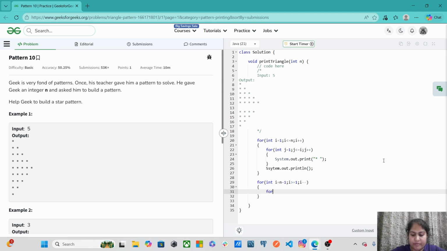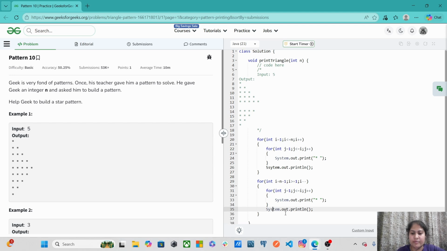such that in each row it will print that many stars. Got it? So let me system.out.print it with a space. And then I'll change my line using system.out.println, because I have to change the row. That's it.